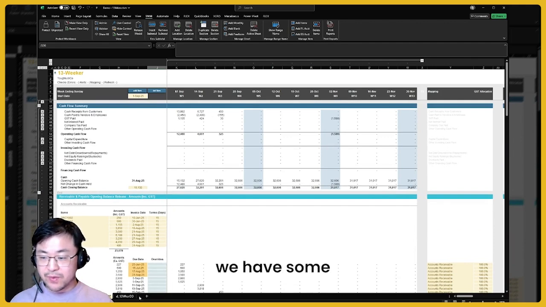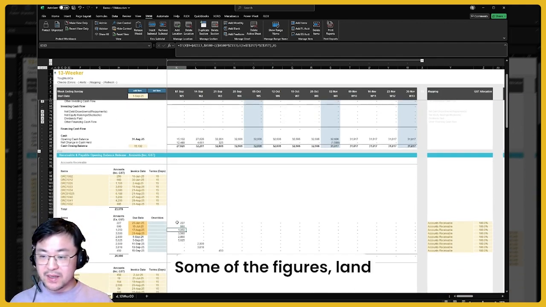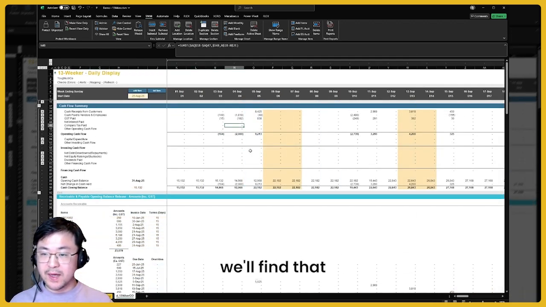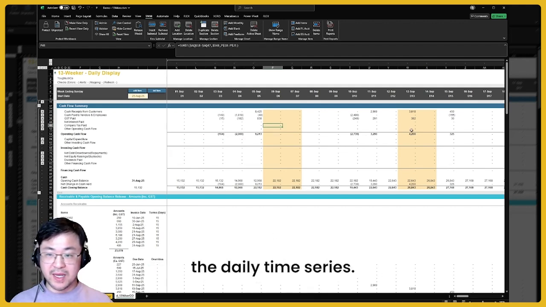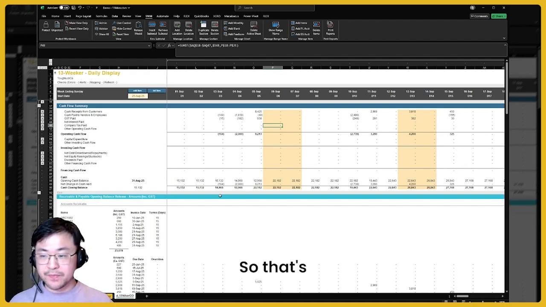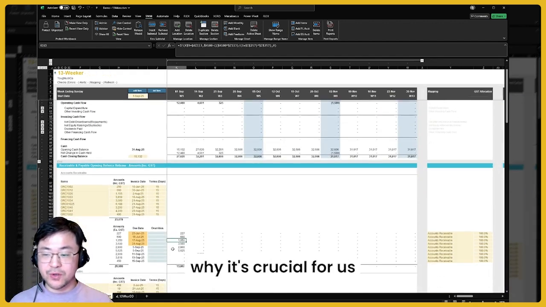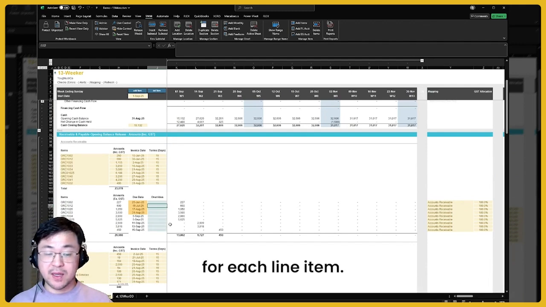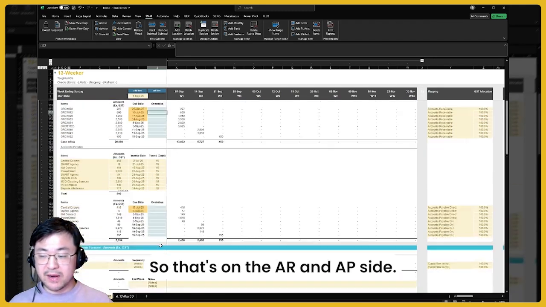So you see, we have some initial figures in there with some initial terms. Some of the figures land at the start of the model, but if we just jump across, we'll find that these same dated items are also populated throughout the daily time series. So that's why it's crucial for us to have dates available for each line item. So that's on the AR and AP side.